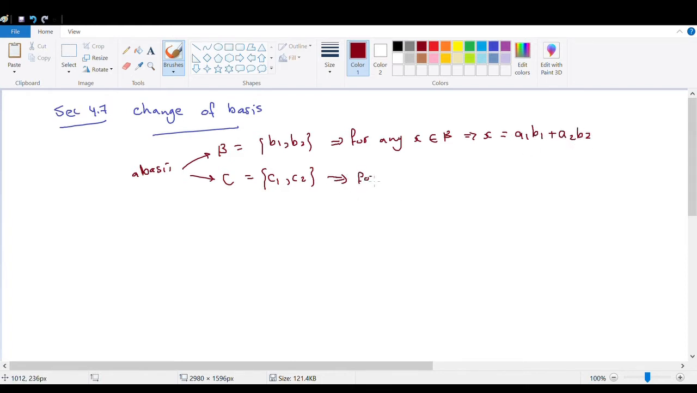Similarly, for any x in the basis C, x can be represented as, let us say, a3 c1 plus a4 c2. So for any x inside this base or this base, we can represent it as a unique representation as this one or as this one.